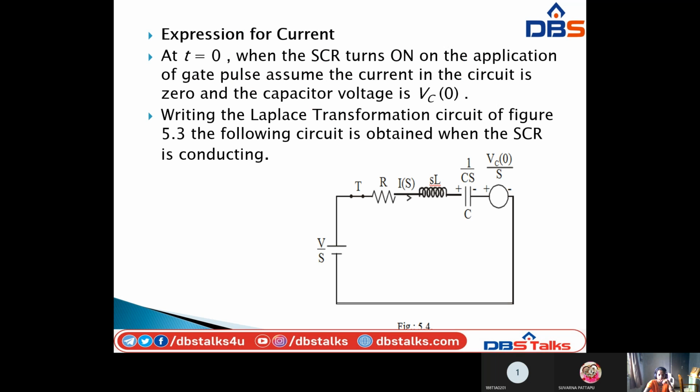We have the expression for the current at t equal to 0, at the time when the SCR turns on. With the application of the gate pulse, assume the current in the circuit is 0 and the capacitor voltage VC is 0. Writing the Laplace transform circuit in the figure, the current flows through the thyristor, resistance, inductance and capacitance. Here Vs by s has positive polarity.